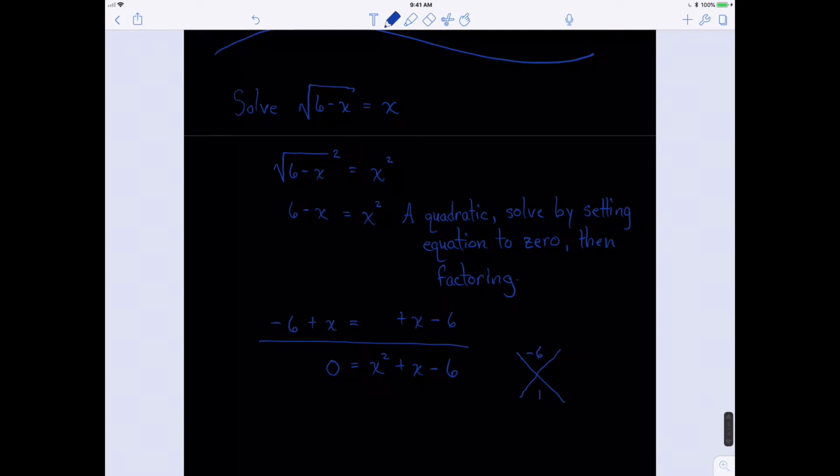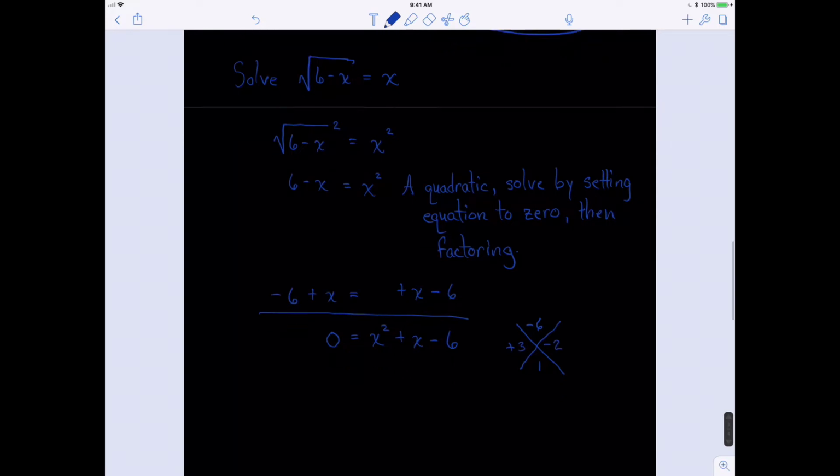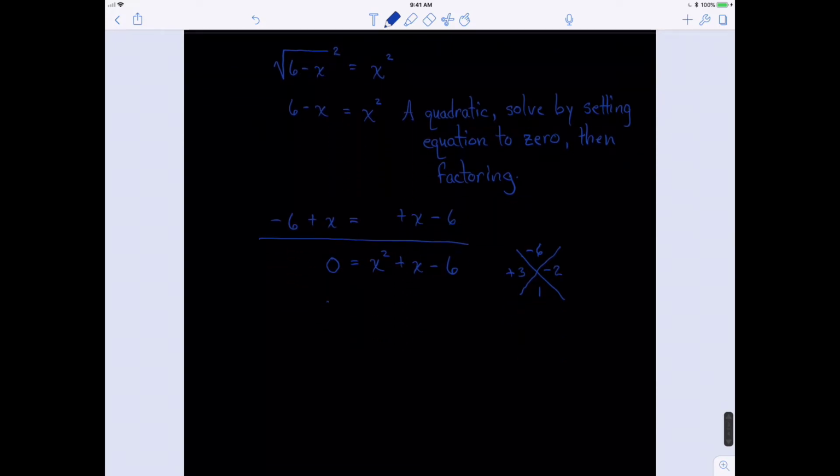Minus 6, we're going to have answers of positive 3 and negative 2. So now I have 0 equals x squared plus 3x minus 2x minus 6. Factor by grouping: x times x plus 3, minus 2 times x plus 3. We factor out our greatest common factor of x plus 3. That leaves us x minus 2.